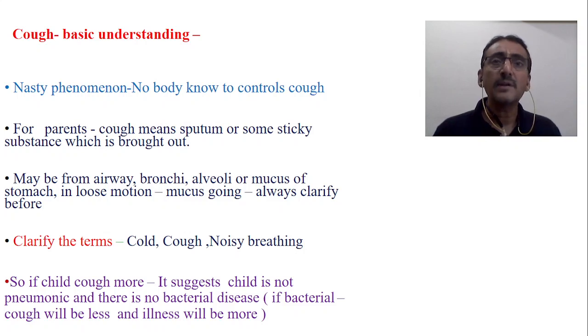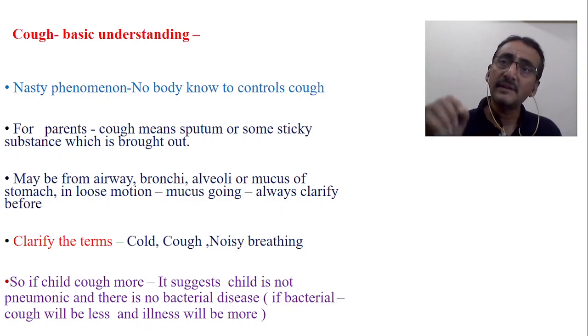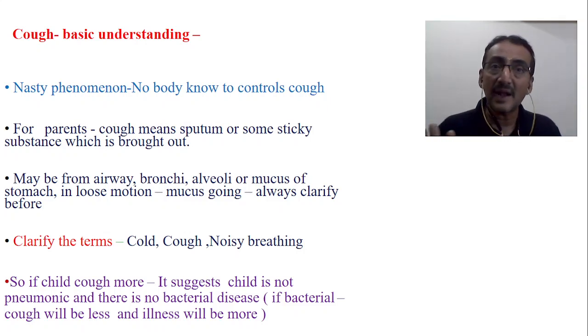So if the child is coughing more, that suggests that the disease pathology is still there in the airway itself. It has not yet entered into the lung parenchyma, and the child is safe. The child is not pneumonic. That is number one. Second point: when the child is coughing more, it is mostly viral, because in bacterial infections, cough will be less.